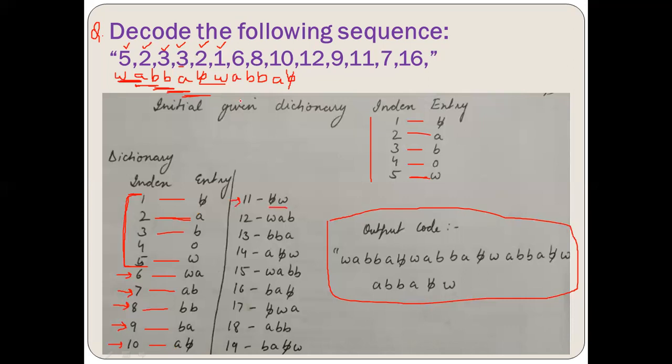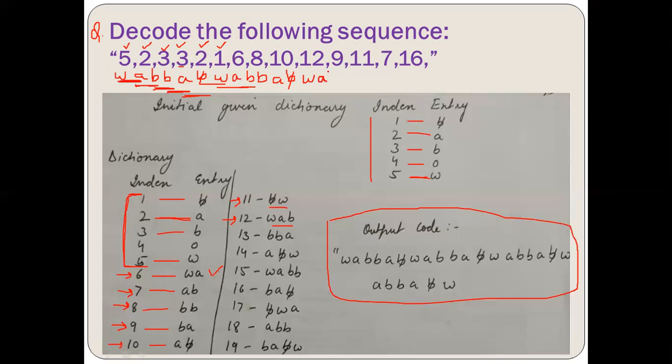Right? Now moving further, I'm going to take W again and WA. W is already present in the dictionary at 6th index. So I'm going to encounter one more symbol, that is WAB. Now WAB is not present anywhere. So at the 12th position, I'll enter WAB, right? So now you can see here, we have done till 10th, we have decoded. At 12th, we have to write WAB.